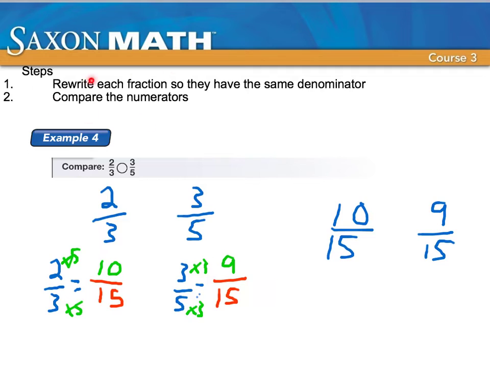Now all I need to do is compare the numerators. Okay? Well, how does 10 compare to 9? 10 is bigger than 9, which means that 10/15 should be greater or bigger than 9/15. Remember, my alligator mouth eats the larger number. Okay, it's hungry. So 10/15 is more than 9/15. So that means that 2/3 is greater than 3/5.